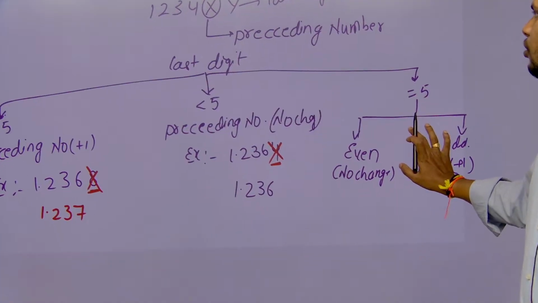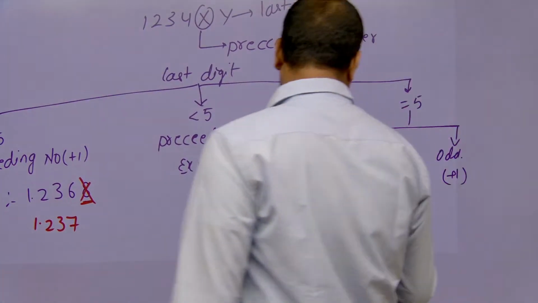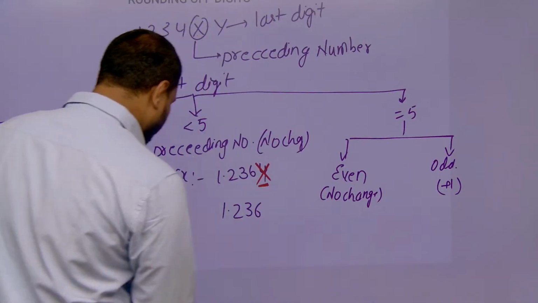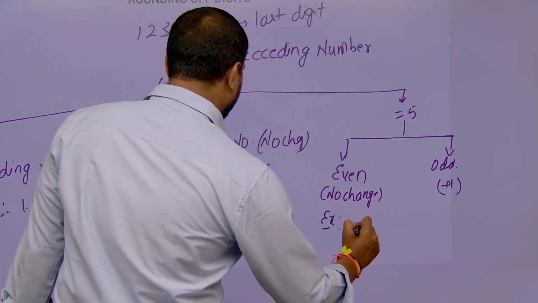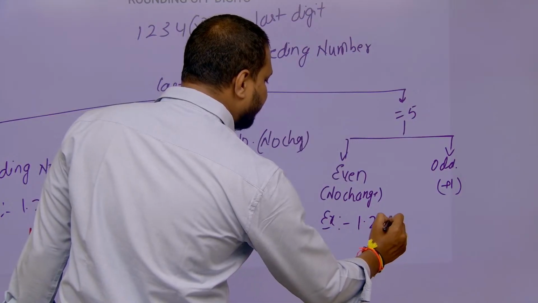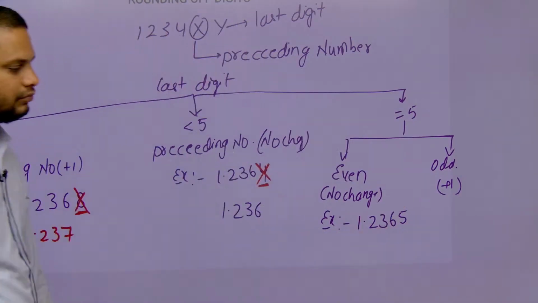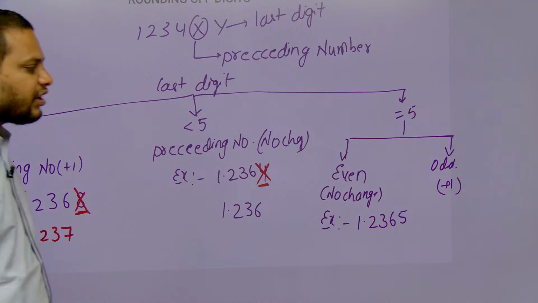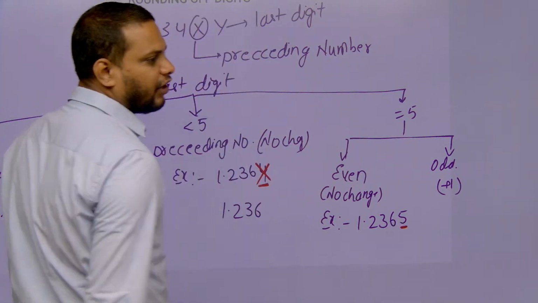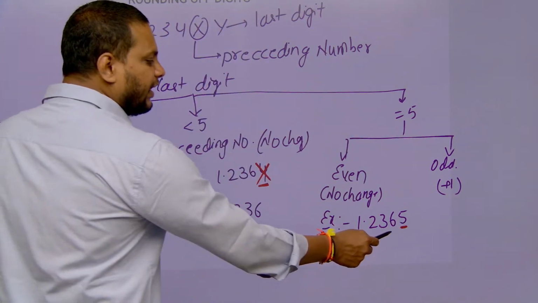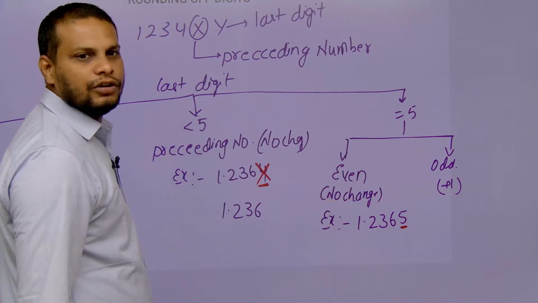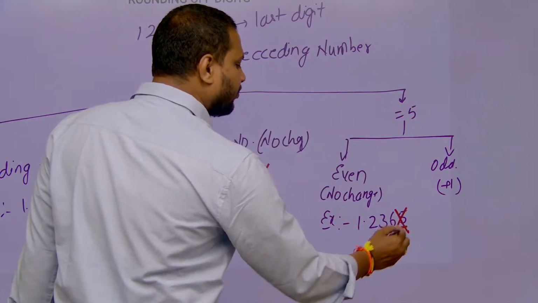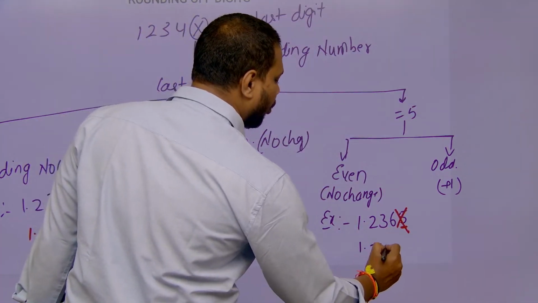Now suppose I take one example, let us take the example like this: 1.2365. Now the last digit is what? The last digit is 5, equal to 5. Is the preceding number even or odd? Even. So even means the preceding number has no change. Then cut down the last digit, and the answer is 1.236.